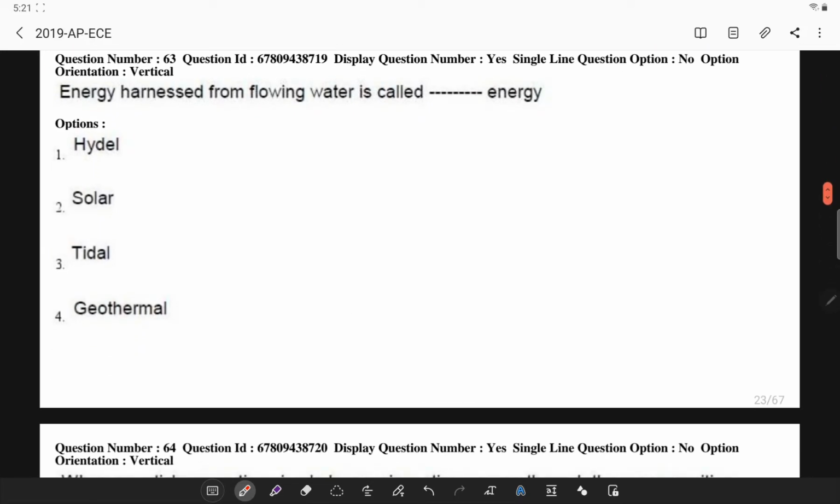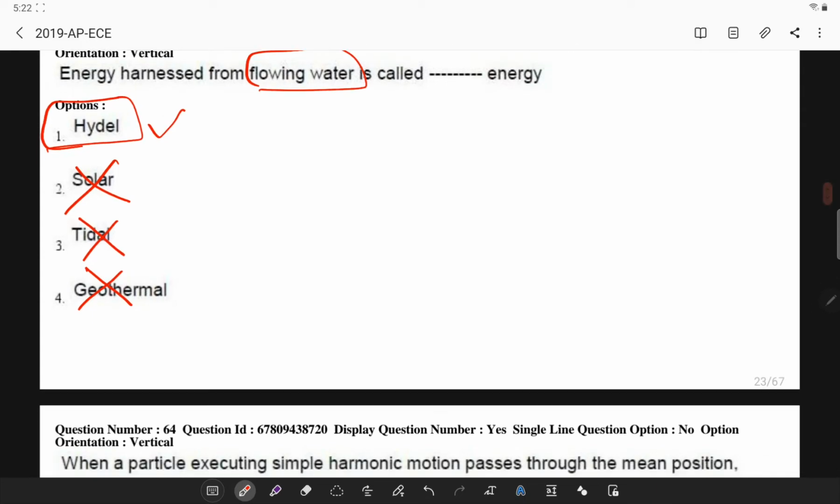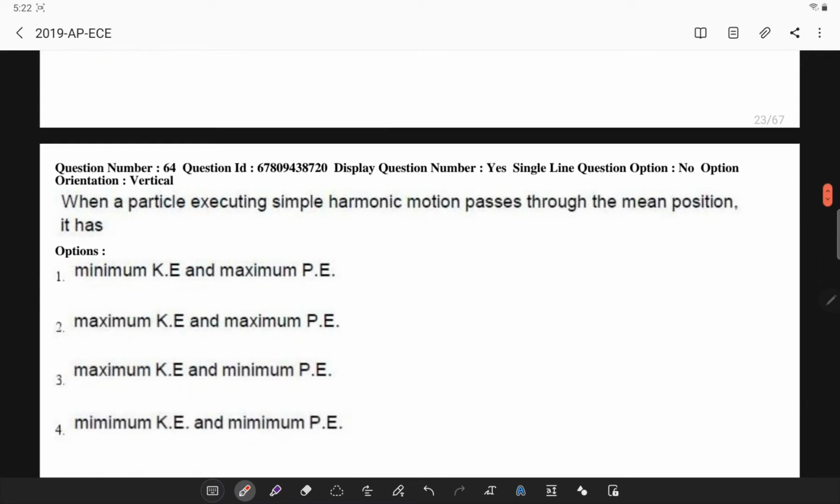Next, so energy harnessed from flowing water. So I'll go with elimination. Solar is related to sun, tidal is related to wind, thermal is related to in earth. So I'll be left with tidal, which is related to power.